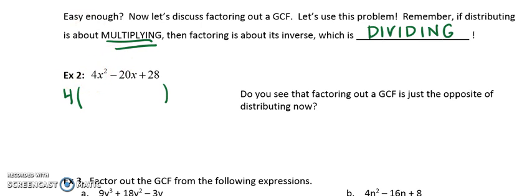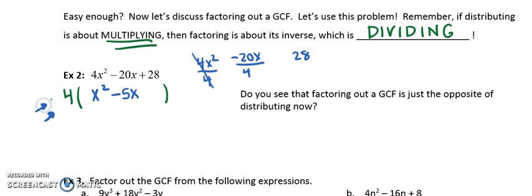So I'm going to take a side journey here. You do not have to write this down. If we have 4x squared, and we're dividing it by this number right here, what we have left over is x squared. Do write the x squared down. If we have negative 20x, and we're dividing it by this 4 right here, we have negative 5x. And if we have positive 28, and we again divide it by this 4 right here, now we have positive 7.